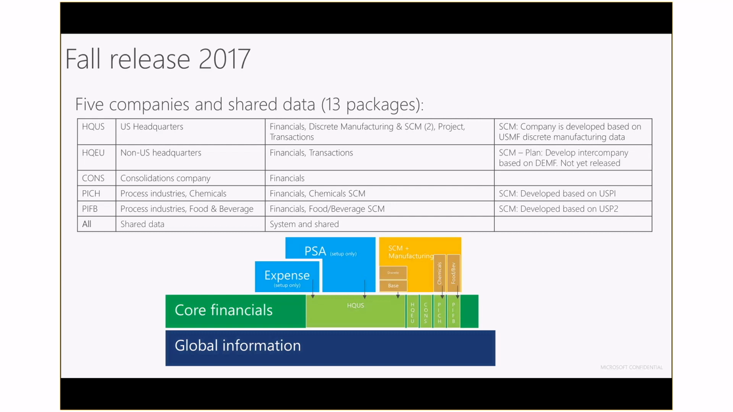The last one is the shared data, and that's actually the first one you load. That shared layer is the things that everybody uses. It loads the global address book, all the legal entities, some of the chart of accounts stuff, and some of the shared ledger stuff. It loads anything that is shared across multiple companies. It's a single package.